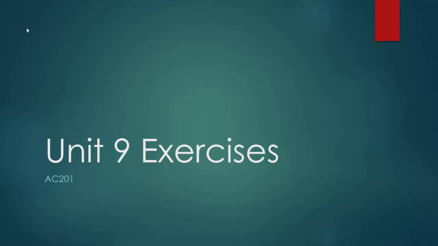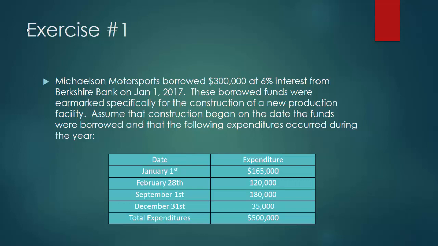Here we have the answers to the exercises at the end of Unit 9, and in Exercise 1 we're going to be dealing with interest capitalization. What's happening here? Well, Michelson Motorsports is constructing a new production facility. This production facility is obviously going to cost a significant amount of funds, so they borrowed $300,000 at 6% from Berkshire Bank, specifically for the purpose of constructing this building.